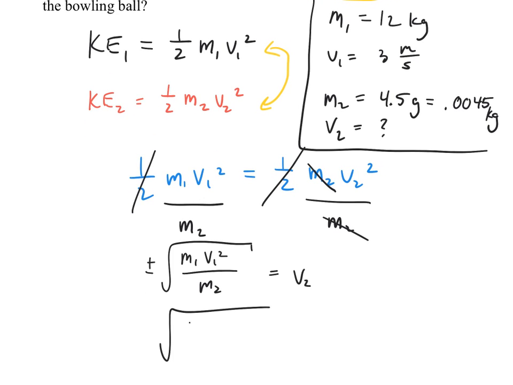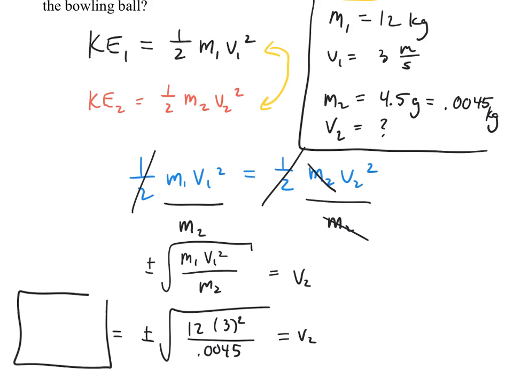We have the square root of 12 times 3 squared over 0.0045. And I know it's units of meters per second because it's velocity I'm looking for. I know it's plus or minus, but I'm not going to be concerned too much here, because again, it's positive energy. This could be negative, it could be positive direction, I don't know. The ball could be going that way, that way, that way. It still has positive energy, okay? It doesn't matter the direction of the velocity itself.